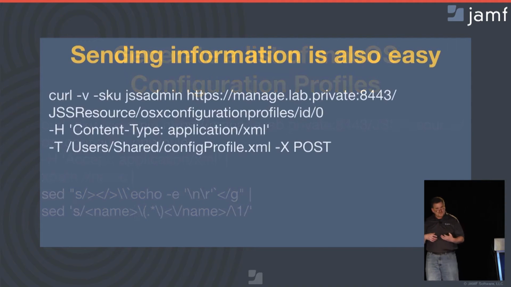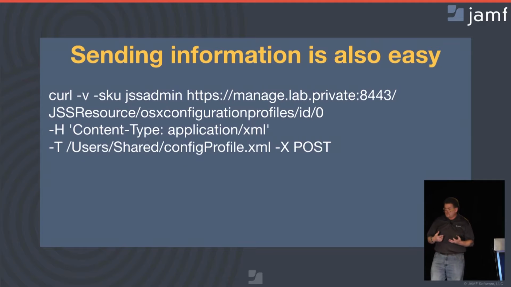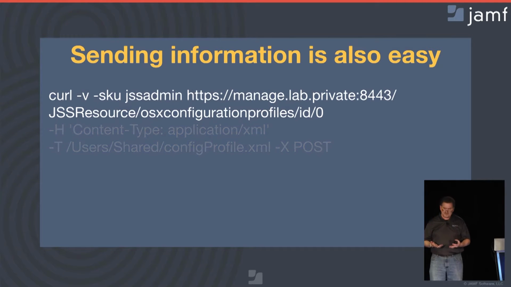Sending information, either updating records or creating new records, I do in a similar fashion. I'm adding in a switch, the dash V for verbose. It's going to be handy if I need to do some troubleshooting, perhaps. It's going to give me back error codes, and it's going to give me information on the certificate on the Jamf server. And then again, K for self-signed certificates, U for the username, and the resource that we're looking at.